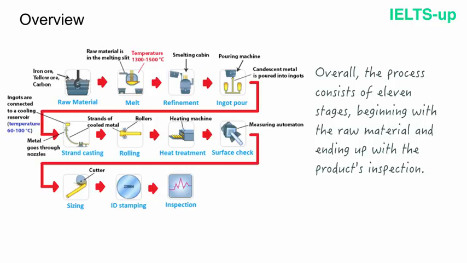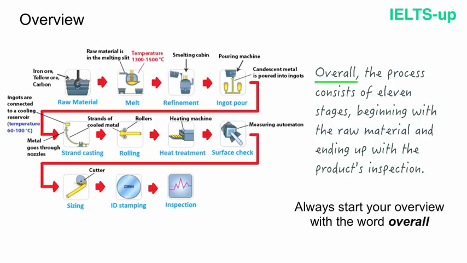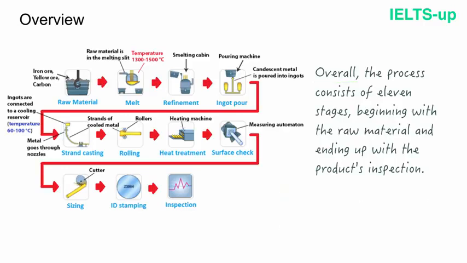My first word for the overview is overall. Always start your overview with the word overall. It indicates to the examiner that you are going to describe general trends. Then, I gave the number of stages. I used the phrase, the process consists of 11 stages, to do that. And I also wrote how our process begins and ends. For this, I used phrases beginning with and ending up with.